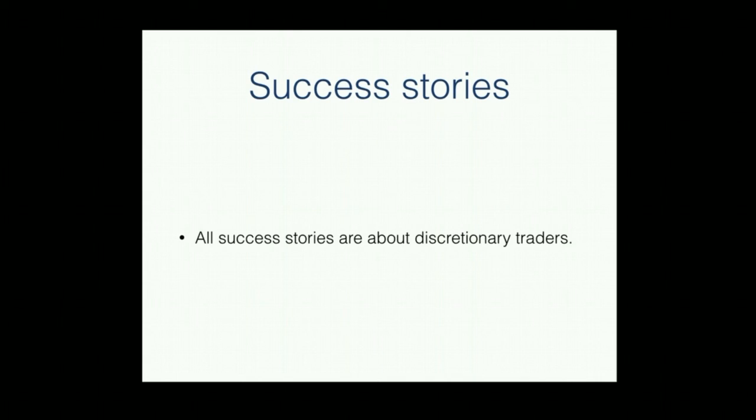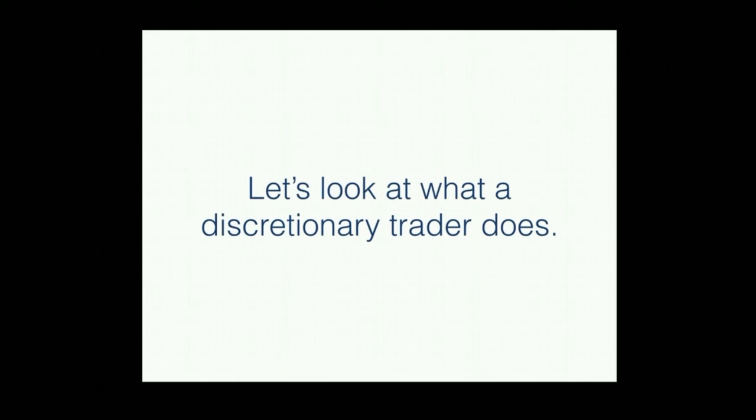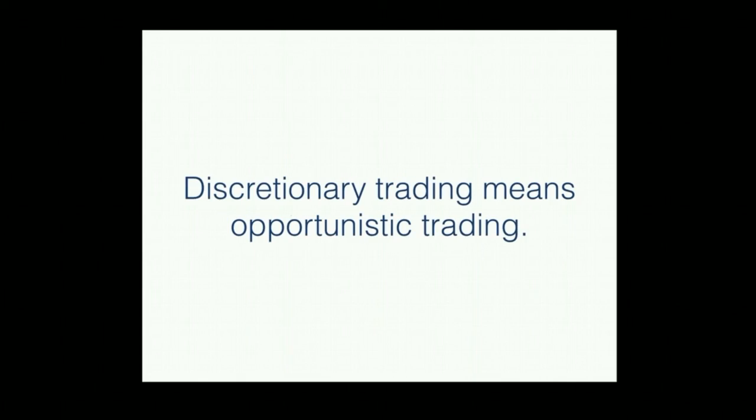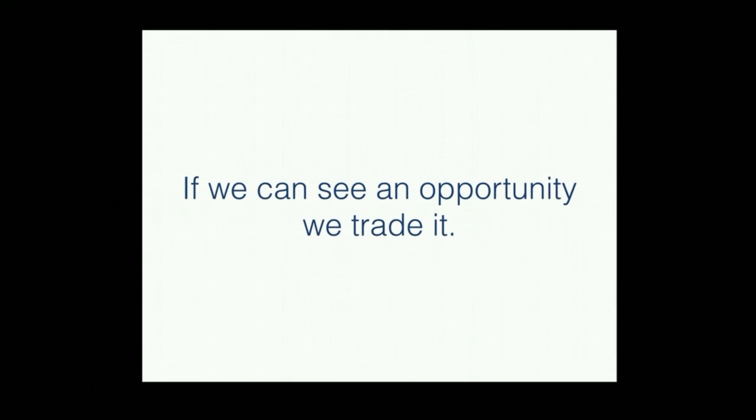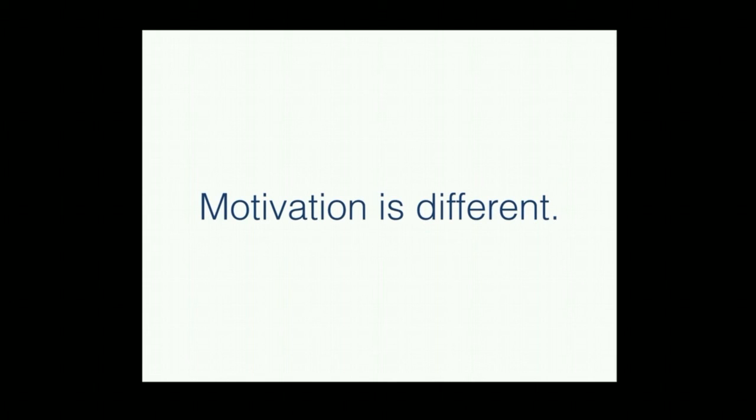Note that all success stories of this kind are about discretionary traders with no exceptions. You will never find a success story like this about a systematic trader. This fact is also frequently used to support the idea that only discretionary trading can be successful. Is this really true? Let's look at what a discretionary trader does. A discretionary trader always looks for opportunities, anything that, in his opinion, may bring him profit. When a discretionary trader is able to identify a trading opportunity, he trades it, regardless of the motivation of this opportunity.